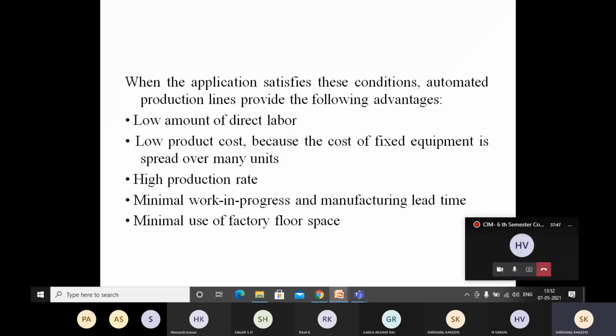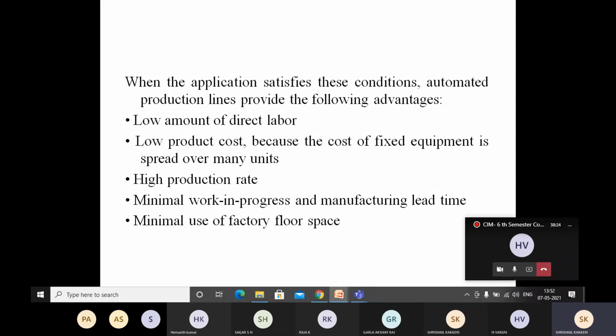Now here, when you go for fixed automation, that means the automated transfer lines we are going to use in between the two workstations, definitely the cost of the labor will be reduced. Then the cost of all these equipments, along with the dead cost, the material cost and the manufacturing lead cost, will be spread over the entire product we are going to make per particular shift. So definitely the cost of the product will be reduced. So it is the justification for low product cost and high production rate.